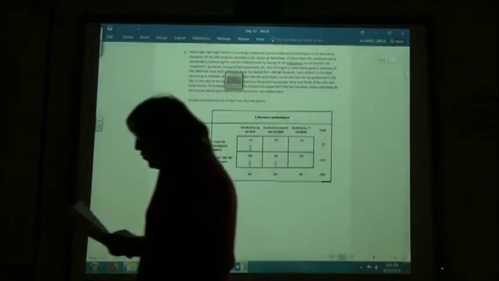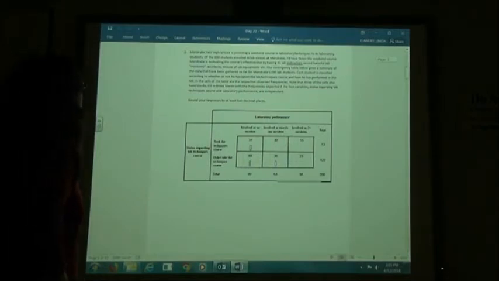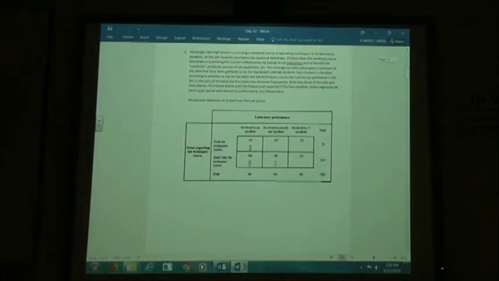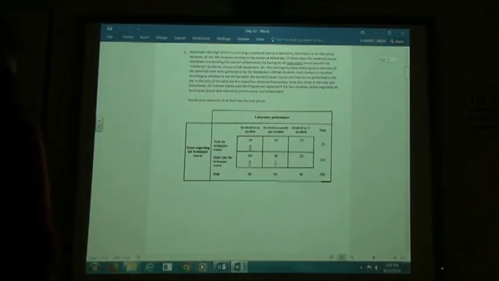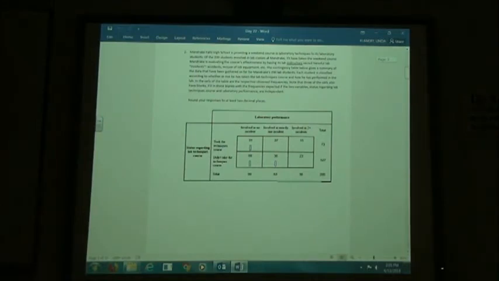So on number 2 there, it says, Mandrake Falls High School is providing a weekend course in laboratory techniques to its laboratory students. Of the 200 students enrolled in lab classes at Mandrake, 73 have taken the weekend course. Mandrake is evaluating the course effectiveness by having its lab instructors record harmful lab incidents or accidents, misuse of lab equipment, etc. The contingency table below gives a summary of the data that has been gathered so far for Mandrake's 200 lab students.